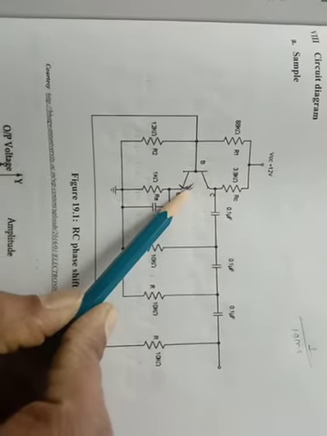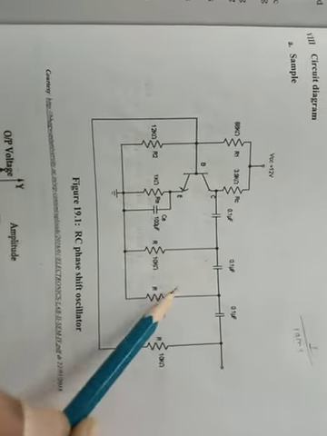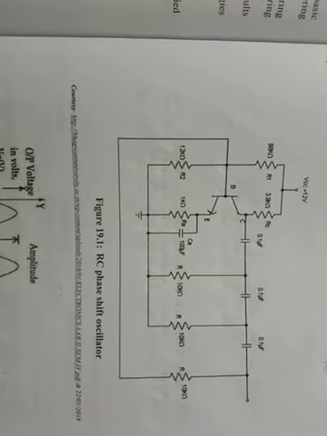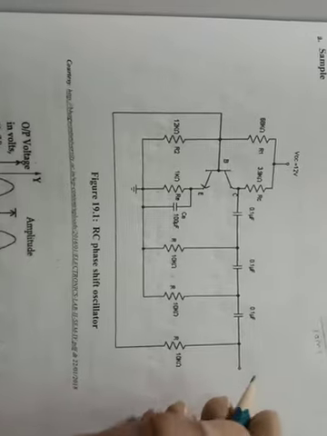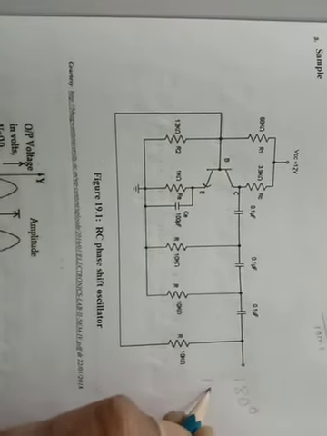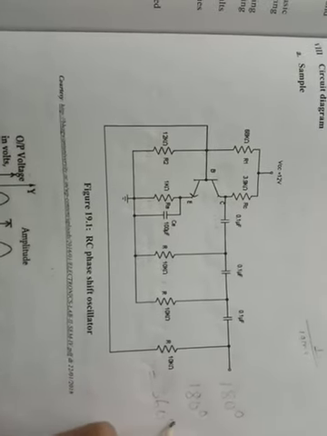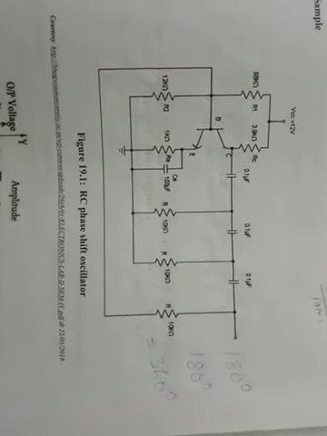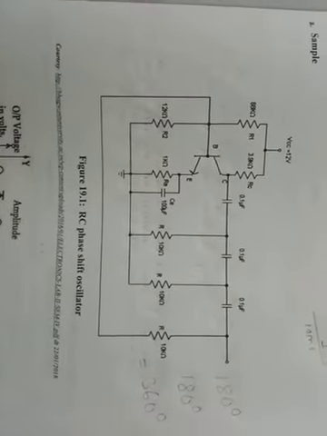This is a transistor common emitter configuration, and this is the combination of a 3 RC phase shift network. Each RC phase shift network generates a phase shift of 60 degrees, and the common emitter amplifier generates a phase shift of 180 degrees. So the total phase shift is equal to 360 degrees.